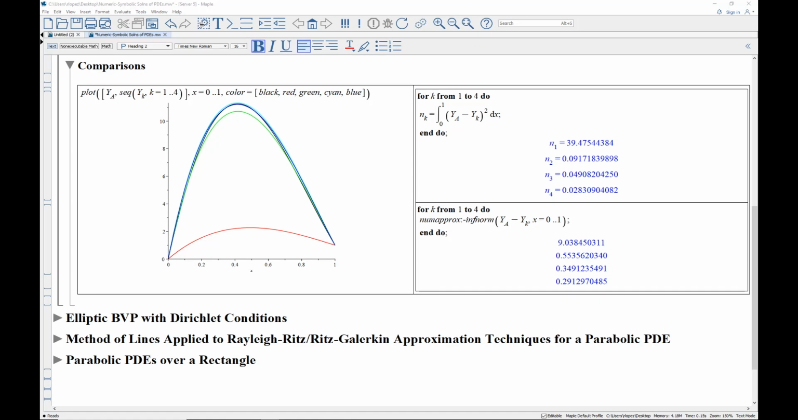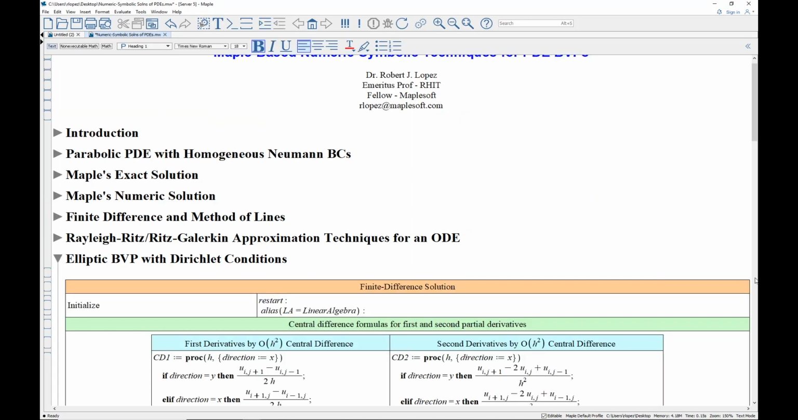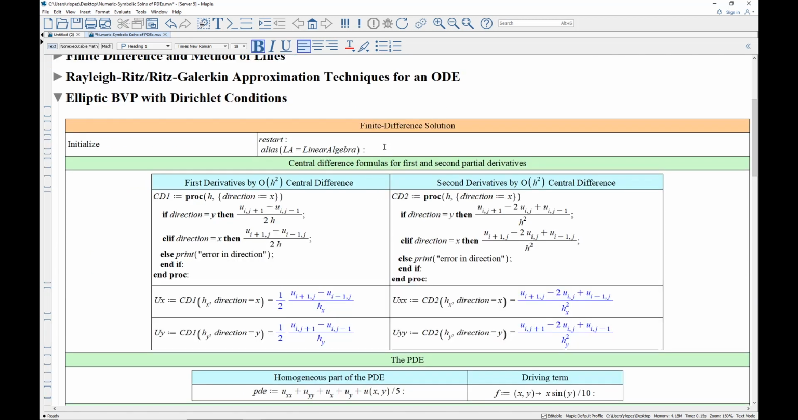Because Dr. Dow did an interesting thing with an elliptic boundary value problem, I'd like to give you a quick glimpse of that. It's a finite difference solution, efficiently done. So here are expressions for derivatives, central difference, O of h squared.